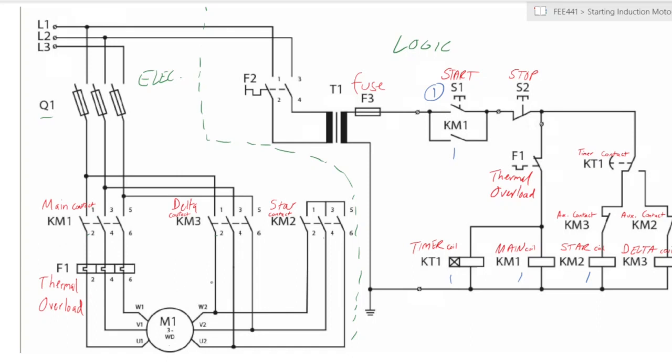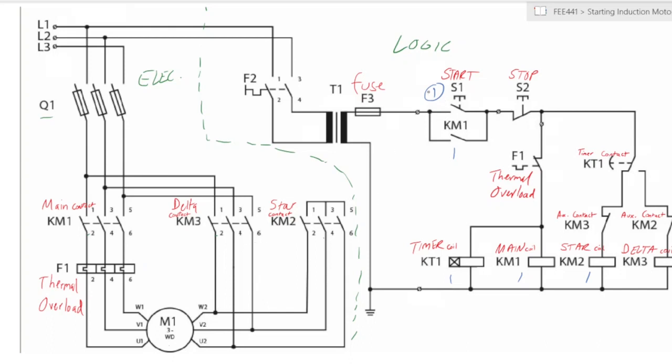In case of any overloading in terms of thermals, or exceeding the temperature that is allowed for the motor, these breakers are designed to disconnect the motor. They offer protection for the motor, right? So now let's look at the logic.